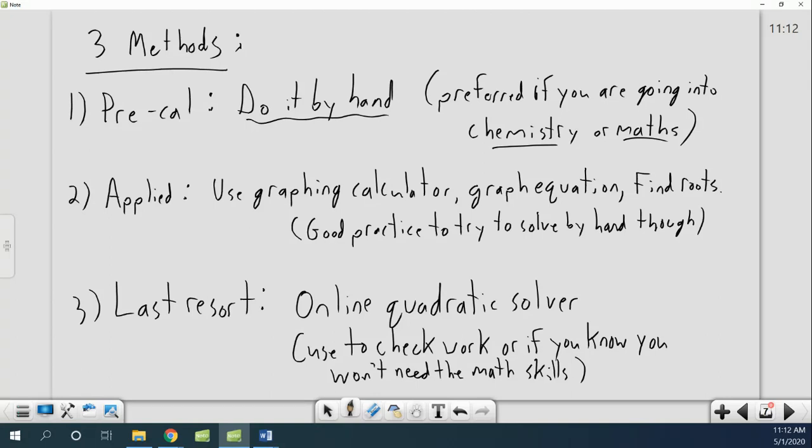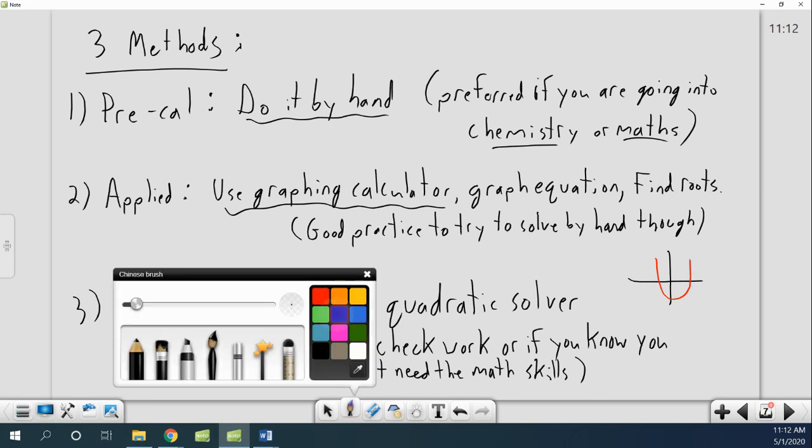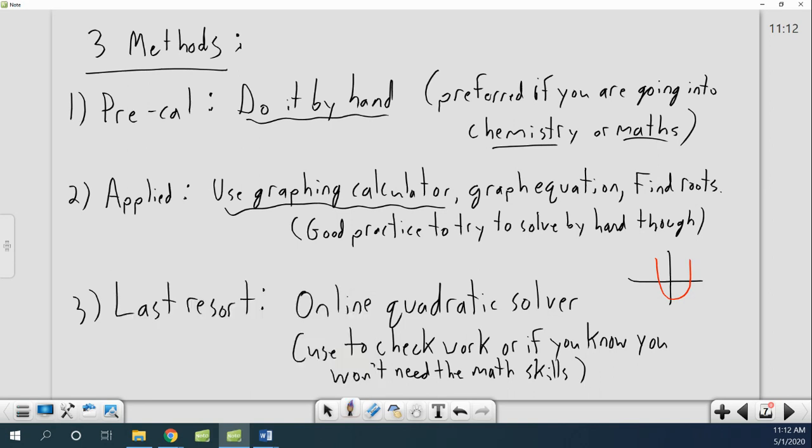2, if you've been an applied math student for quite a while, you've probably solved these kinds of equations using your graphing calculator, which is totally fine. Graph the equation on your calculator, find the roots. By that, I mean you're going to end up with a graph that looks something like this, and your answers are wherever y is 0. So wherever you cross the x-axis, whatever those x values are, those are your answers.